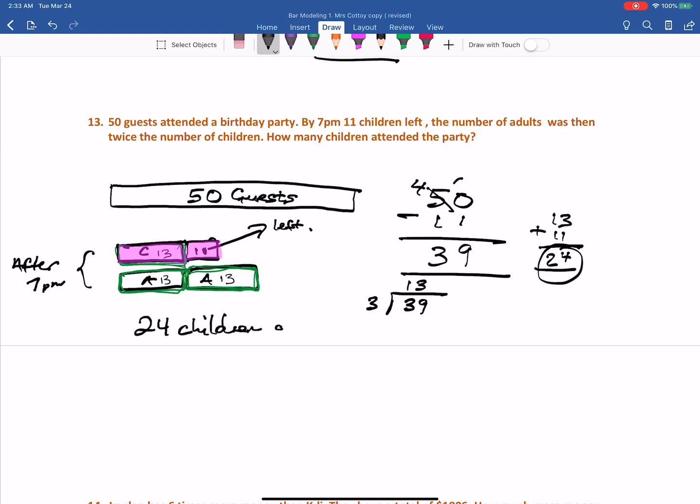attended the party. No, you don't have to answer in a complete sentence. Attended the party. Once you put 24, you are fine.